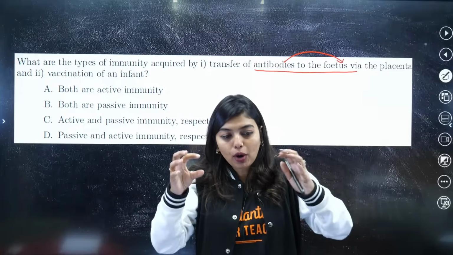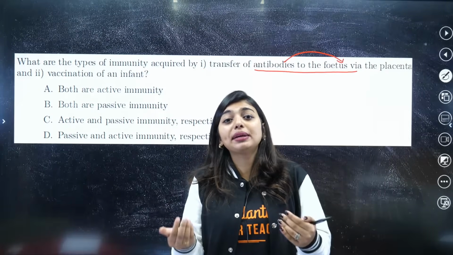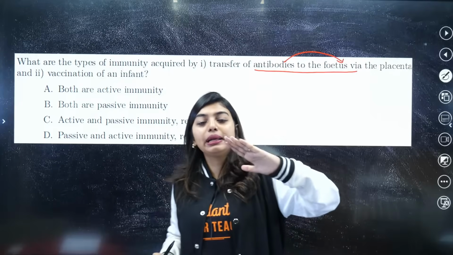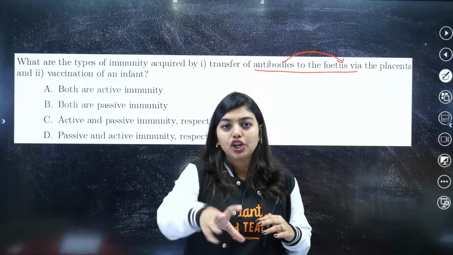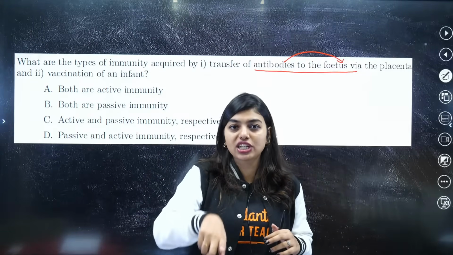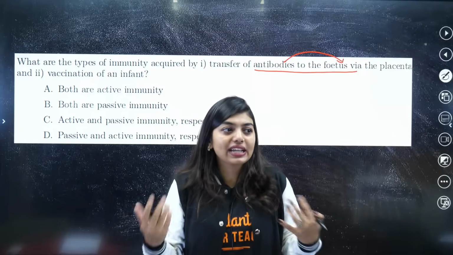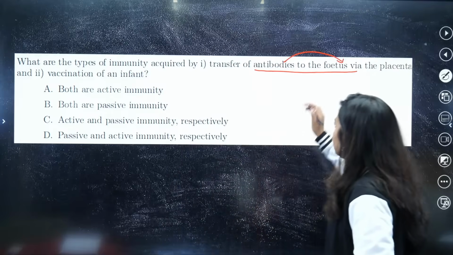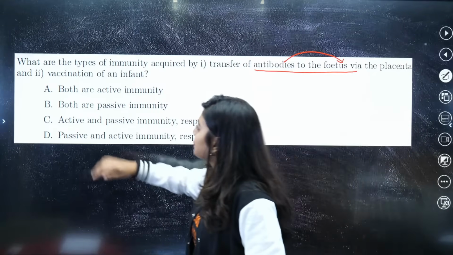You went to a shop, bought a ready-made dress and came. That means it's already made. You're just going and buying it. That will be passive. But imagine I give you the cloth. You have to design. You have to stitch. It's going to be active. You'll be very active: I have to make the design, I have to do this. Think like this. So this is going to be passive immunity.